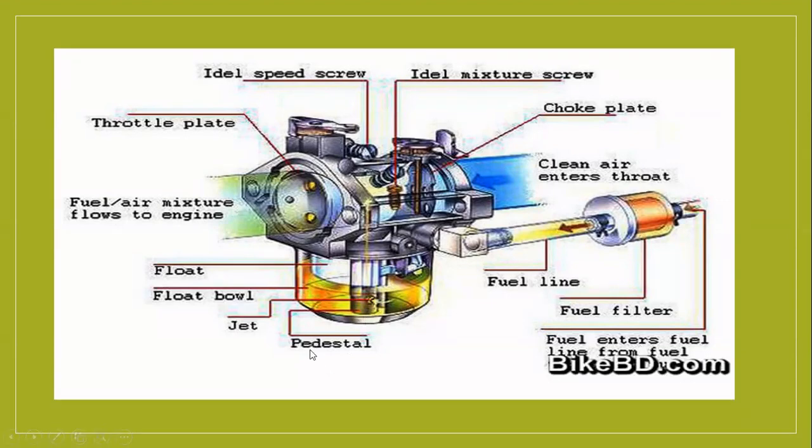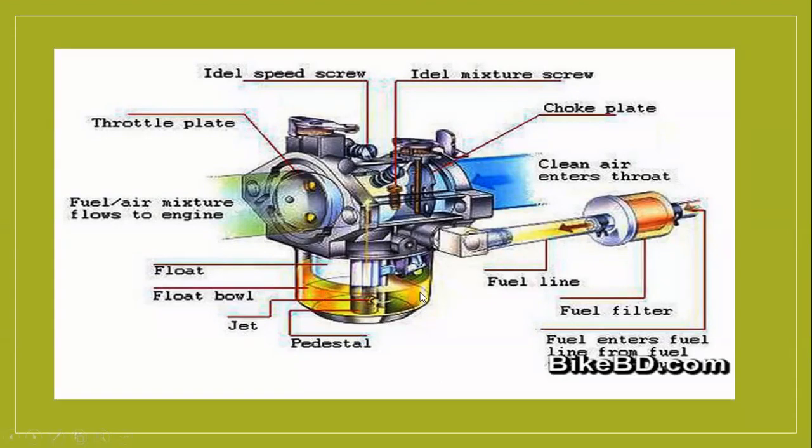This is the bottom part. The jet is the main one. Fuel comes inside and goes through the jet to the throttle valve. Don't forget this jet. The jet is an orifice with a hole on the center line, and through this hole the fuel will move up.